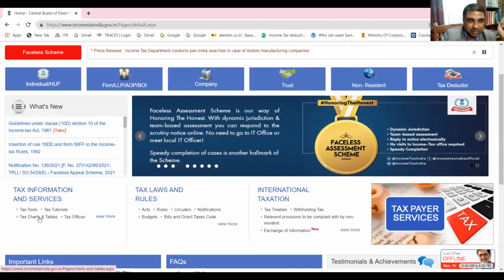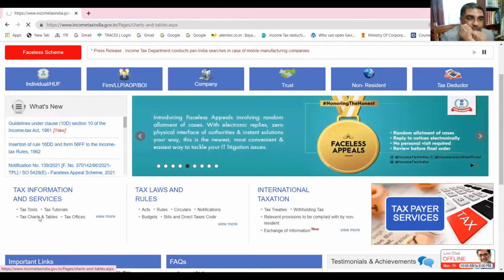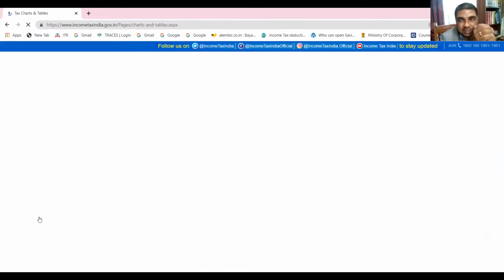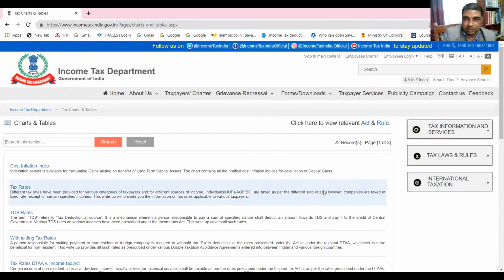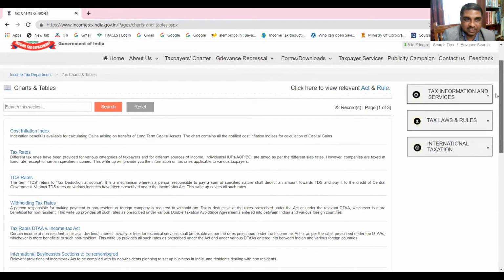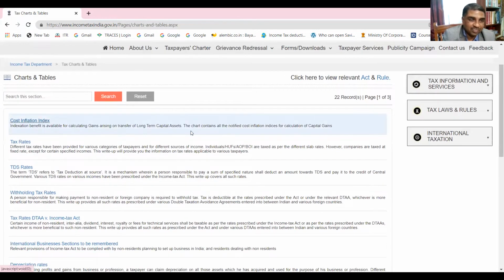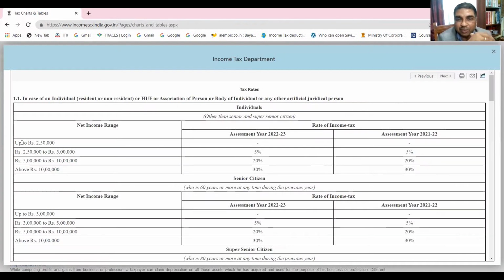If I click here, I'll see a list of charts or tables, and I am looking for tax rates. So now we can easily find out about the tax rates. Are you seeing it here? Different tax rates have been provided for various categories of taxpayers and different sources of income, like individuals, HUF, AOP, BOI. Different rates are there. If I click here, I can get a fair idea about the tax rate.